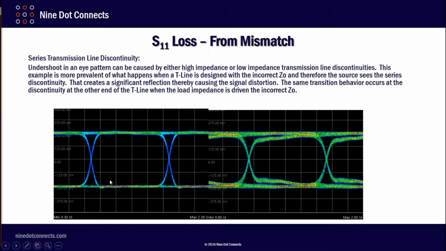So again, the diagram on the left is what we're supposed to have, but because we have a series discontinuity, we have a major reflection of our input waveform. This is what you end up seeing. The same transition behavior occurs at the discontinuity on the other end of the T-line when the load impedance is driven by an incorrect characteristic impedance. So if my load doesn't match my transmission line, you create the same thing on the other side of my transmission line.